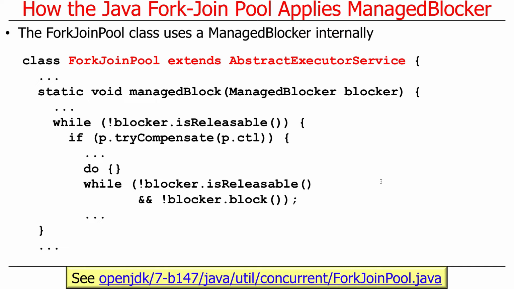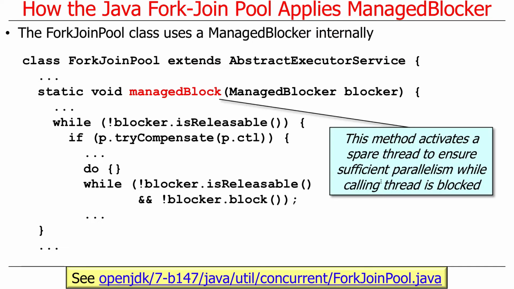Don't worry too much about that. And it's got a method called ManagedBlock. And this method, which as you can see is a static method, is going to be used in a way I'll talk about in a second to activate a spare thread to increment the amount of parallelism while the calling thread is blocked. So it's kind of like you're working in a, trying to think of a good example.